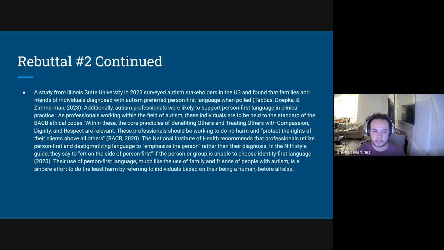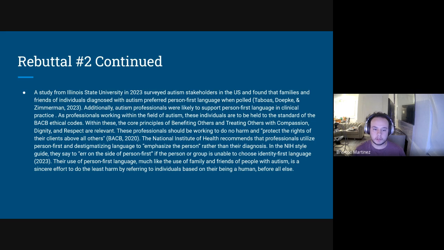As professionals working within the field of autism, these individuals are to be held to the standard of BACB ethical codes. Within these, the core principles of benefiting others and treating others with compassion, dignity, and respect are relevant. These professionals should be working to do no harm and protect the rights of their clients above all others.